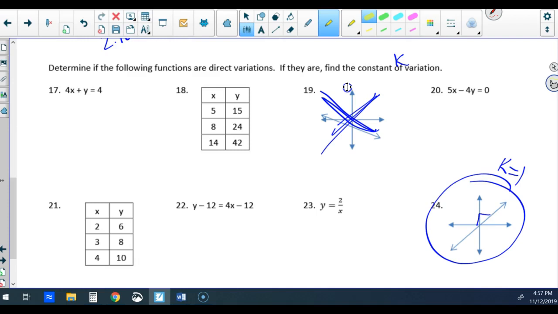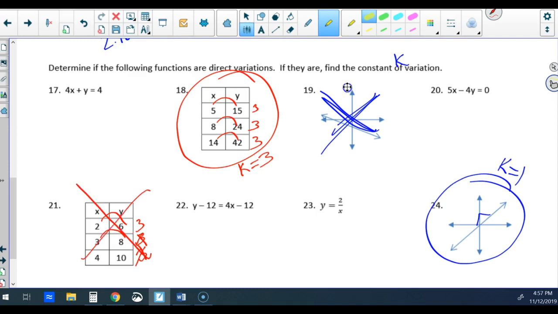Tables are the next easiest. If y over x is the same everywhere, then it is a direct variation. 15 over 5 is 3. 24 over 8 is 3. 42 over 14 is, I think, 3. So yes, that is. The constant of variation is 3. This one, 6 over 2 is 3. 8 over 3 is not 3. And 10 over 4 is not 3, so that's not a direct variation because they're not all going to be the same.